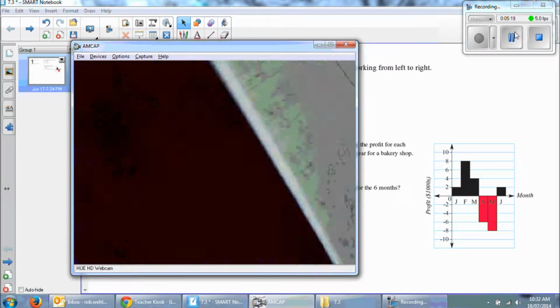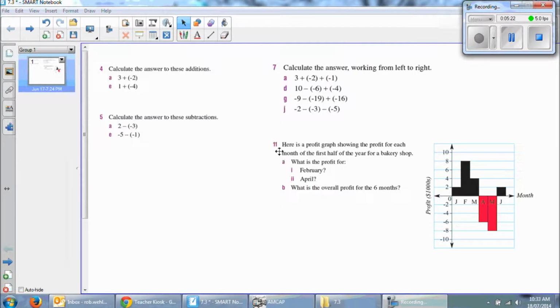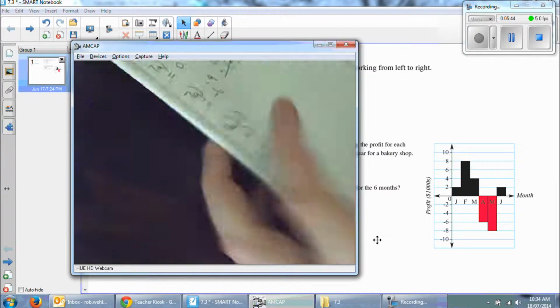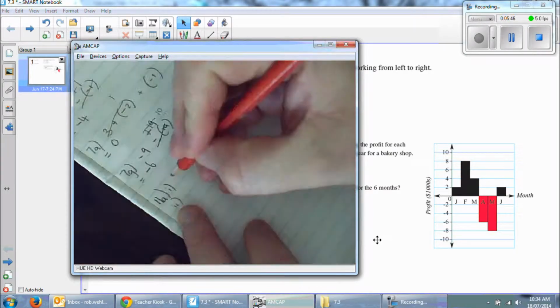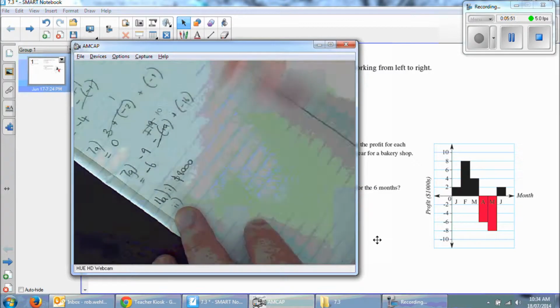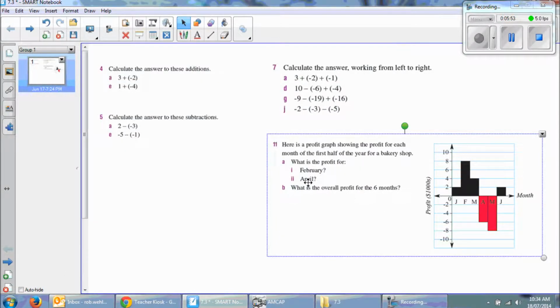All right, we'll have a look at some problems. So in this problem solving question, question 11, here is the profit graph showing the profit for each month of the first half of the year for a bakery shop. So what is the profit for February? So we've got our months along here. Here we have profit, which is in thousands. So for February, our bar goes up to 8, which means that our profit for the month of February was 8,000. In April they lost money, so it was negative 6,000.